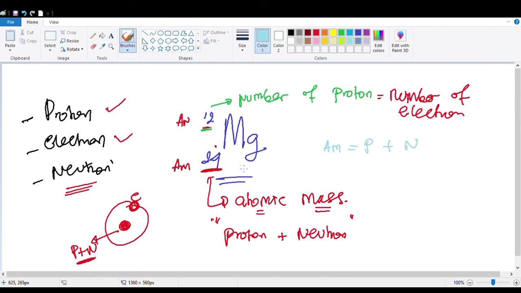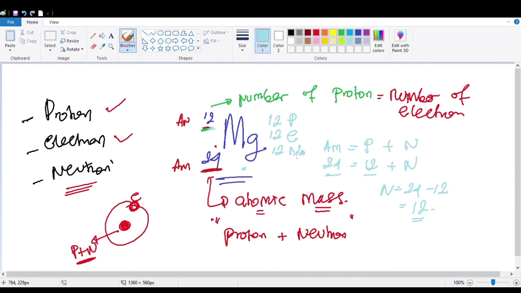And you know that the mass of this magnesium is 24, and the number of proton is 12. We don't know how many neutron are in this magnesium. So the neutron is the atomic mass minus proton, so 24 minus 12. So the neutron is 12. And now you know that magnesium has 12 proton, 12 electron, and 12 neutron.